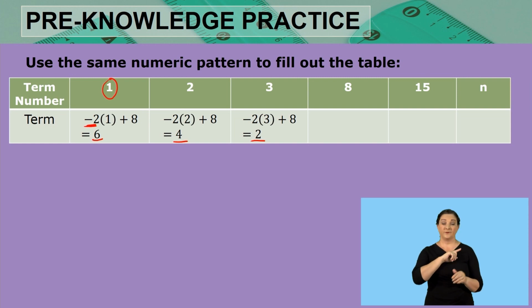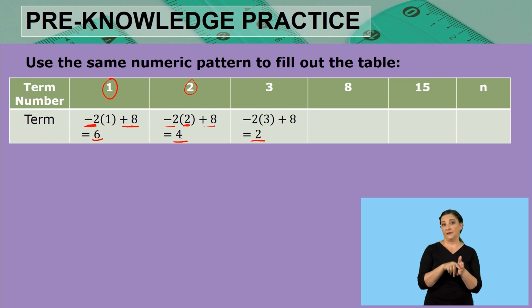So we multiply the 1 with our negative 2, we add 8, and that gives us the 6. We do the same thing for the second term. We multiply the negative 2 with the second term or position number, and when we add 8, we are given the 4. And we do the same thing for the third term.